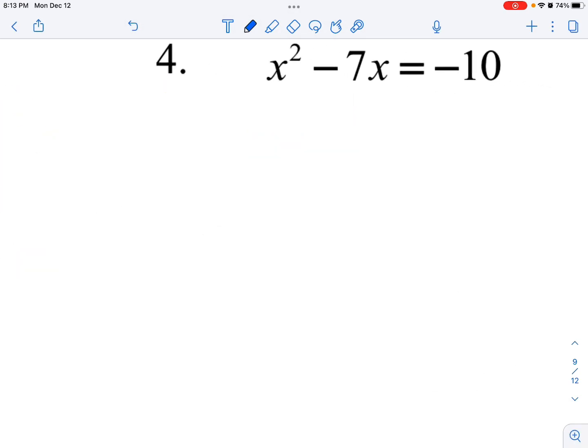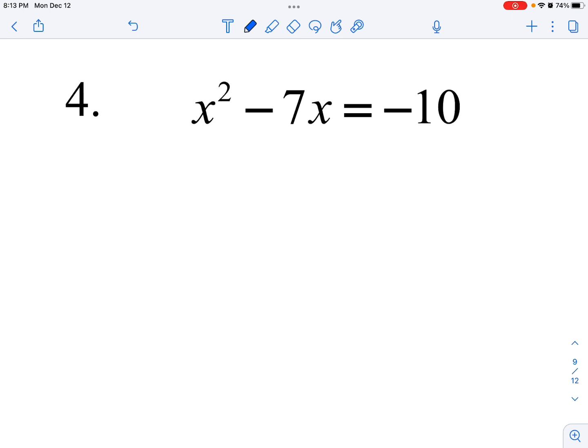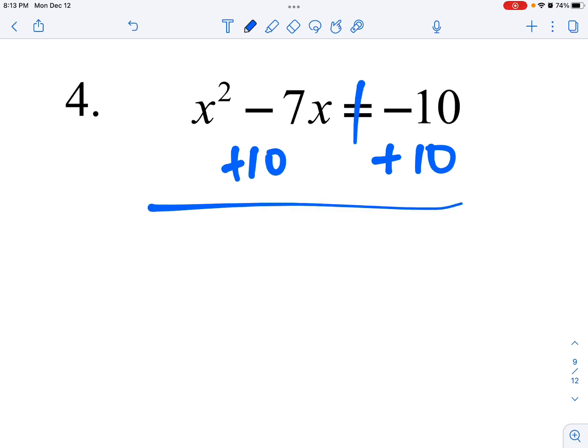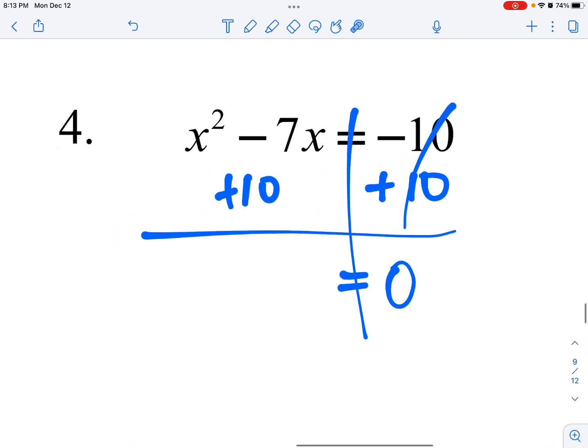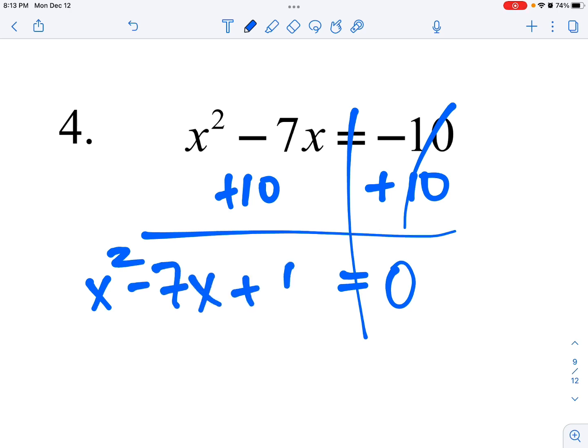For example, how about number 4? I don't have an equals 0 in this one either, so maybe I should bring the 10 over. That makes it 0, which is good. And here's an x squared, and here's a -7x, and here's a whole number. None of those are the same. I cannot combine any of them, so I literally have to write all 3 of them. X squared minus 7x, positive 10.